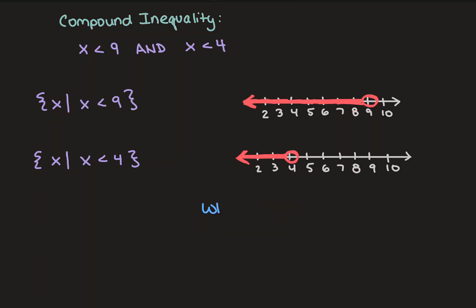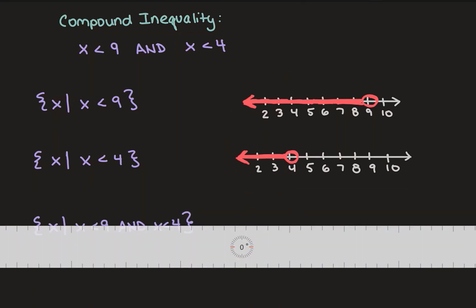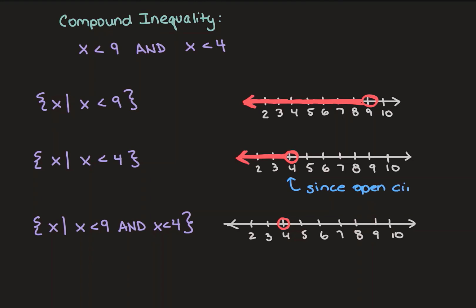So what do they have in common? It looks like everything to the left of 4 is common to both inequalities in this region. Therefore, the graph of the compound inequality will include an open circle at 4, since we have an open circle here, and shade everything to the left.